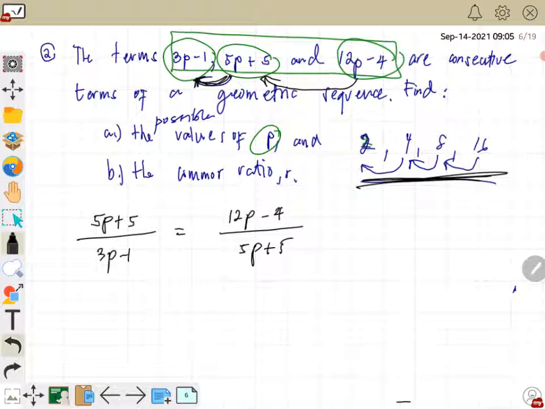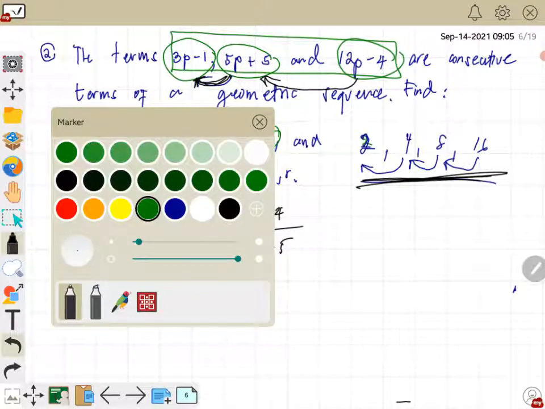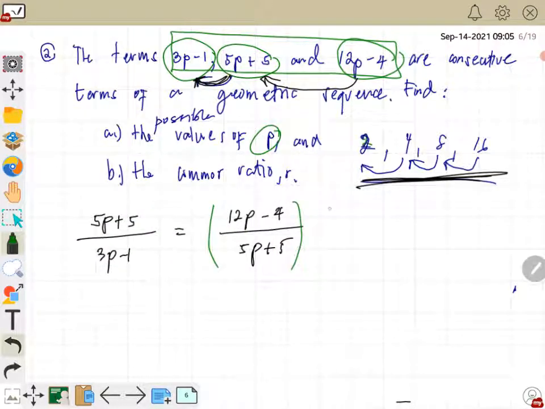Here what we're going to do is multiply. The LCD is the product of the two denominators, because they are relatively prime. There's nothing common to them, so our LCD is 3p minus 1 times 5p plus 5. So let's multiply both sides, the left by 5p plus 5 times 3p minus 1, and the other side by 5p plus 5 times 3p minus 1.